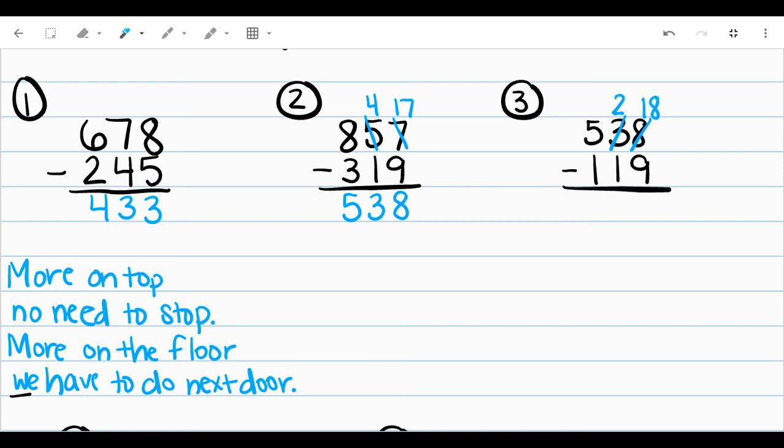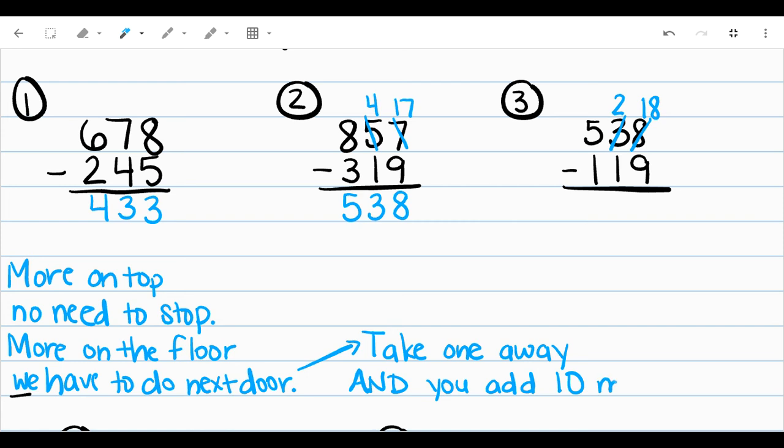Remember, if you have to go next door, you take 1 away and you add 10 more. You're adding that 10 more to the smaller number on top. We can't just add 10 and not take away, because that's just creating numbers that aren't there. We have to take one away first. So I want you to make sure that you take away first and then add your 10. That way you don't forget that step, and you're not adding extra numbers that weren't there originally.